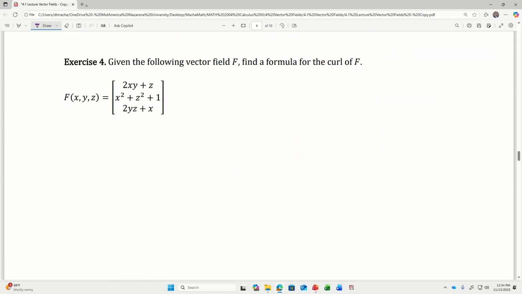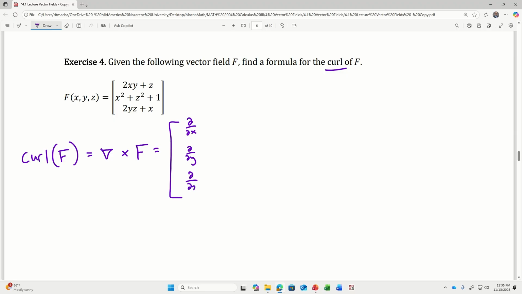Given the following vector field F, find a formula for the curl. Curl is the hard one. Divergence is nice and easy, but curl takes a little bit of thinking here because we're talking about that gradient operator cross product F. My gradient operator is the partial with respect to x, the partial with respect to y, the partial with respect to z, cross product with 2xy plus z, x squared plus z squared plus 1, and 2yz plus x.